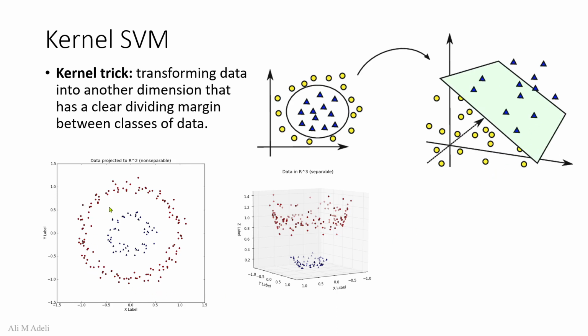Another way to look at it is this. So this is a more precise illustration of this. Again, we have two classes. This is in the original space, two-dimensional.